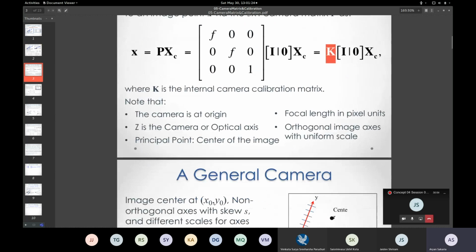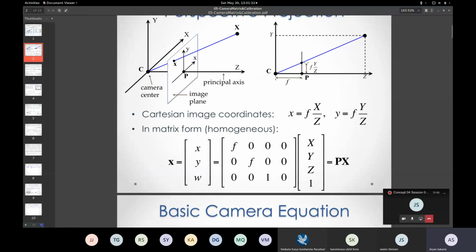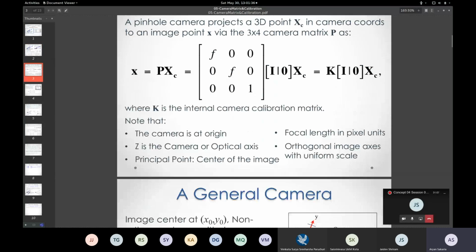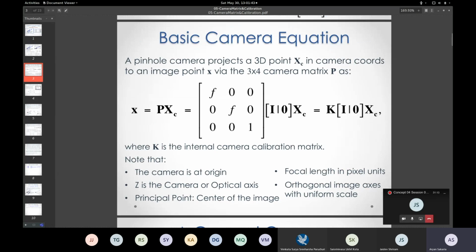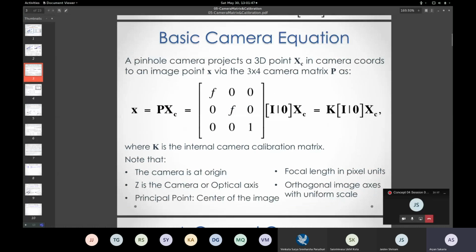Just have a look at these notes. The camera is at the origin. Z is the camera or optical axis, so everything is along this line CZ, and P is the principal point. These are just small things, I don't think people really care. Focal length is in pixel units, and orthogonal image axis is, I don't know what this is. This is not important, I guess.